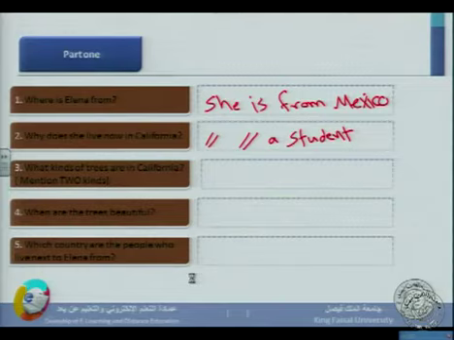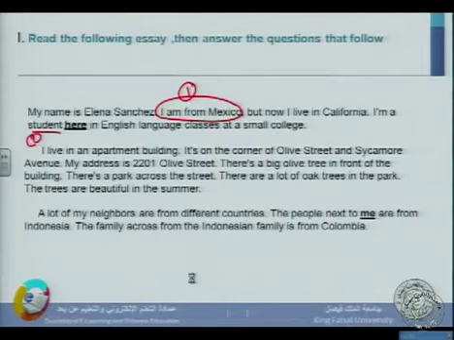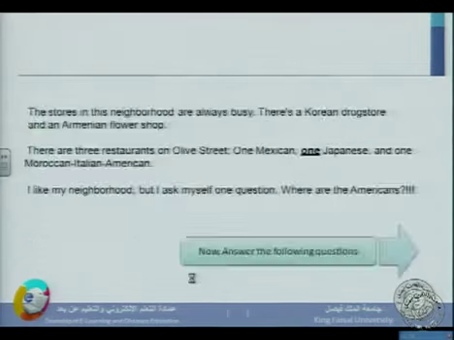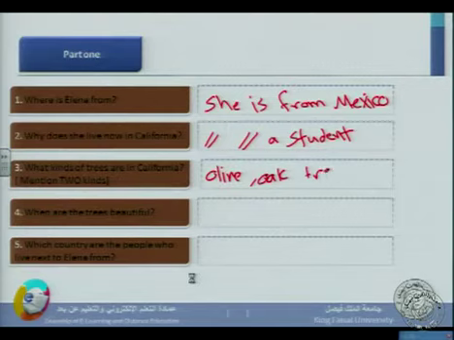What kind of trees are in California? Mention two kinds. If you go back, what kind of trees do we have? She said there are a lot of oak trees and olive trees. So she has olive and oak trees.